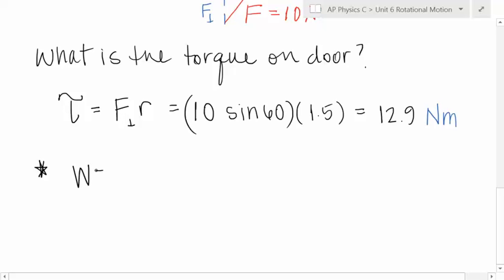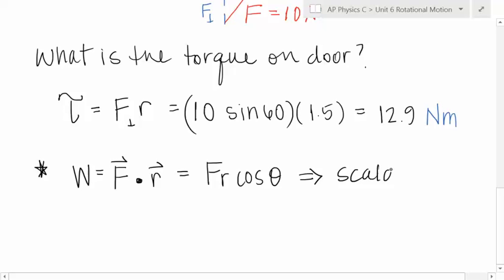Now, footnote. Work is the force dotted with the position vector, and a dot product is F R cos theta, and that gives us a scalar. When you take two vectors and you dot product them, you get a scalar, and the scalar unit was Newton times meters, and it's the unit for energy. We named it after James Prescott Joule.